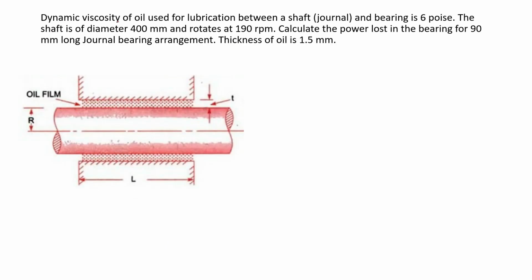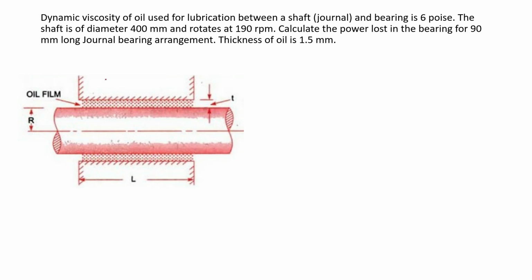The dynamic viscosity of oil used for lubrication between a shaft, the journal, and a bearing is 6 poise. The shaft is of diameter 400 mm and rotates at 190 rpm. Calculate the power lost in the bearing for a 90 mm long journal bearing arrangement. The thickness of the oil is 1.5 mm.